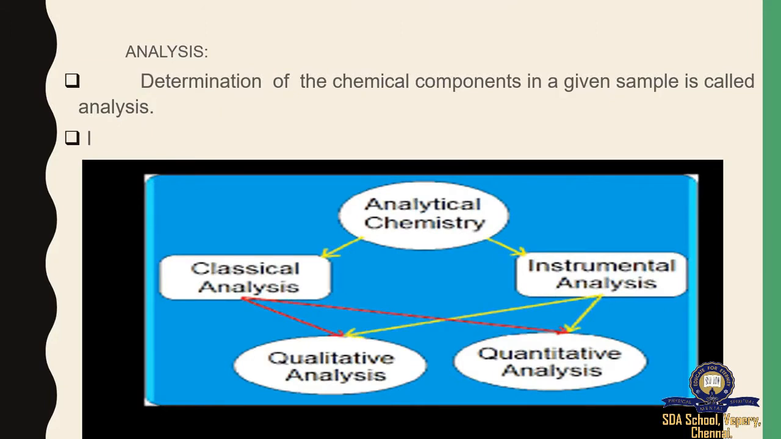In analytical chemistry, we have types: classical analysis and instrumental analysis. Classical means it's an old method of analysis. Instrumental analysis means with the help of instruments, we find out the compounds. Next, these analyses again have two types: qualitative analysis and quantitative analysis. Qualitative analysis is to find out the quality of the compounds present in the given sample. Quantity means how much of a particular element is present in the given sample. So these things we are going to discuss briefly through this lesson.